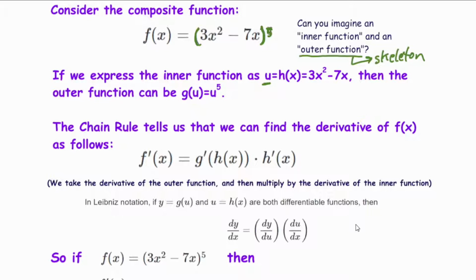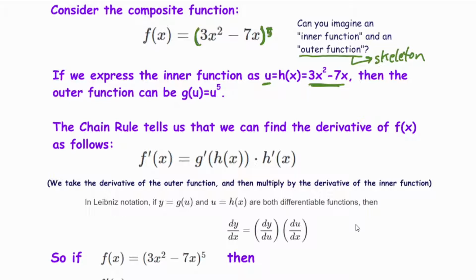We're just making our life easier by using a single letter to represent our inner function. And then the outer function can be g of u equals u to the power of 5. Now the chain rule tells us that we can find the derivative of f of x as follows. So this is our new tool.